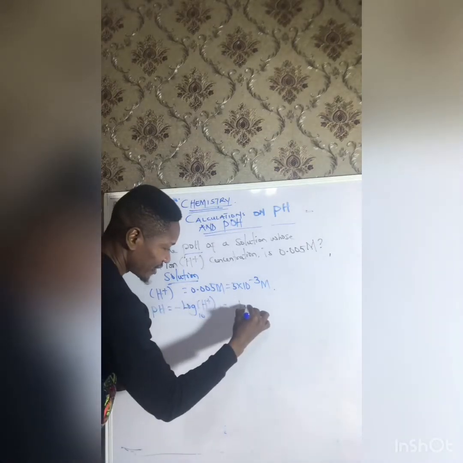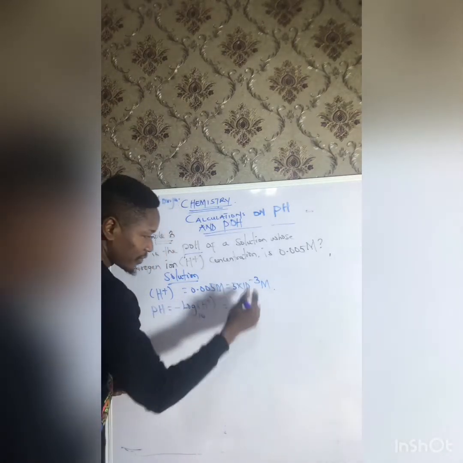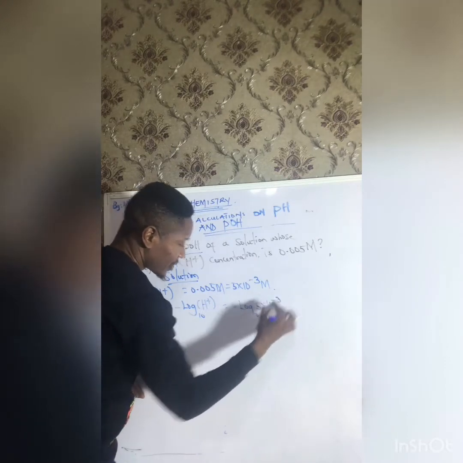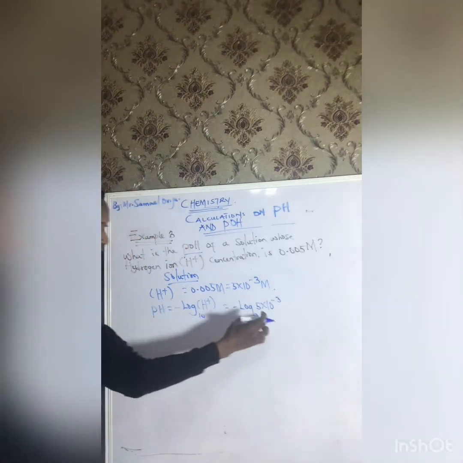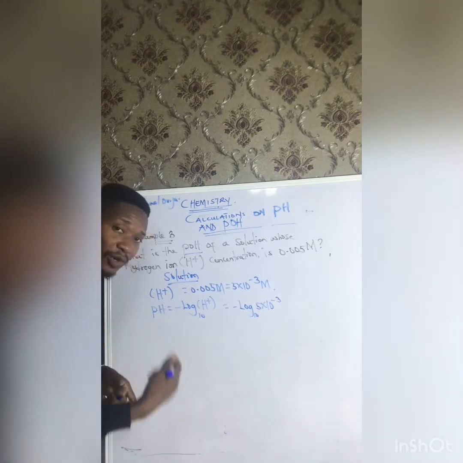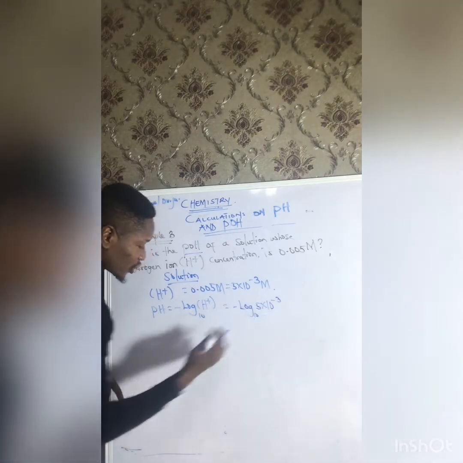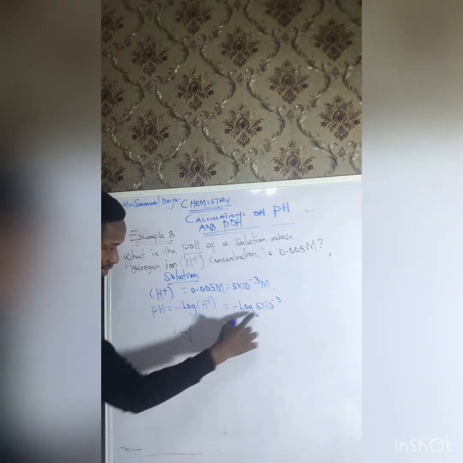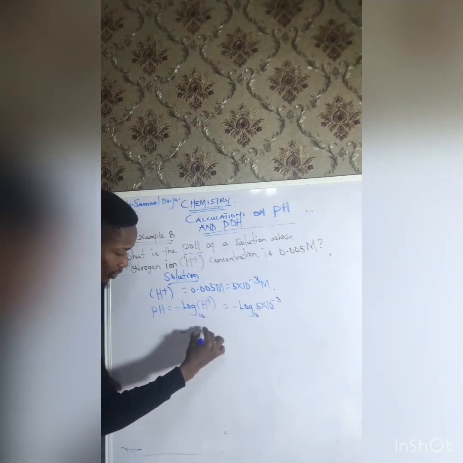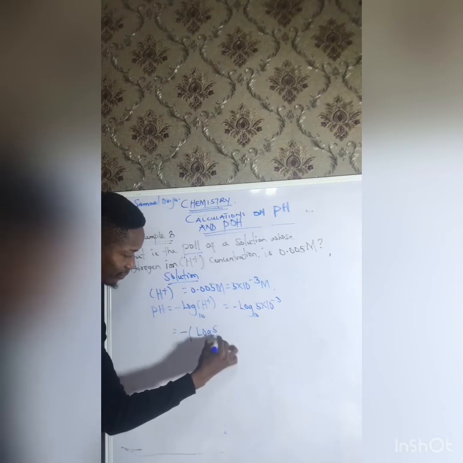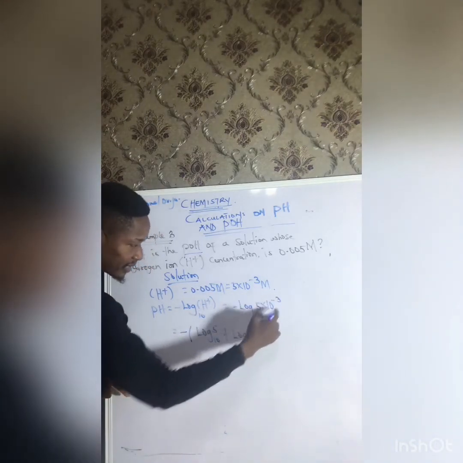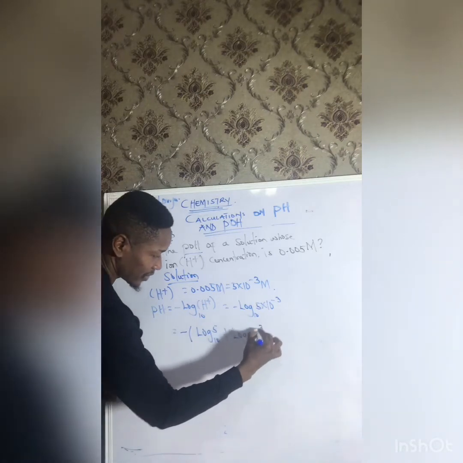So we're going to have negative logarithm of hydrogen ion concentration to base 10. That will be 5 times 10 raised to the power minus 3. So now when you consider your laws of logarithm, you turn it to the addition rule, and you're going to have something like this. Minus, put it outside. This log will turn to log of 5 to base 10 plus log of 10 raised to the power minus 3 to base 10, like this. That is what you have.